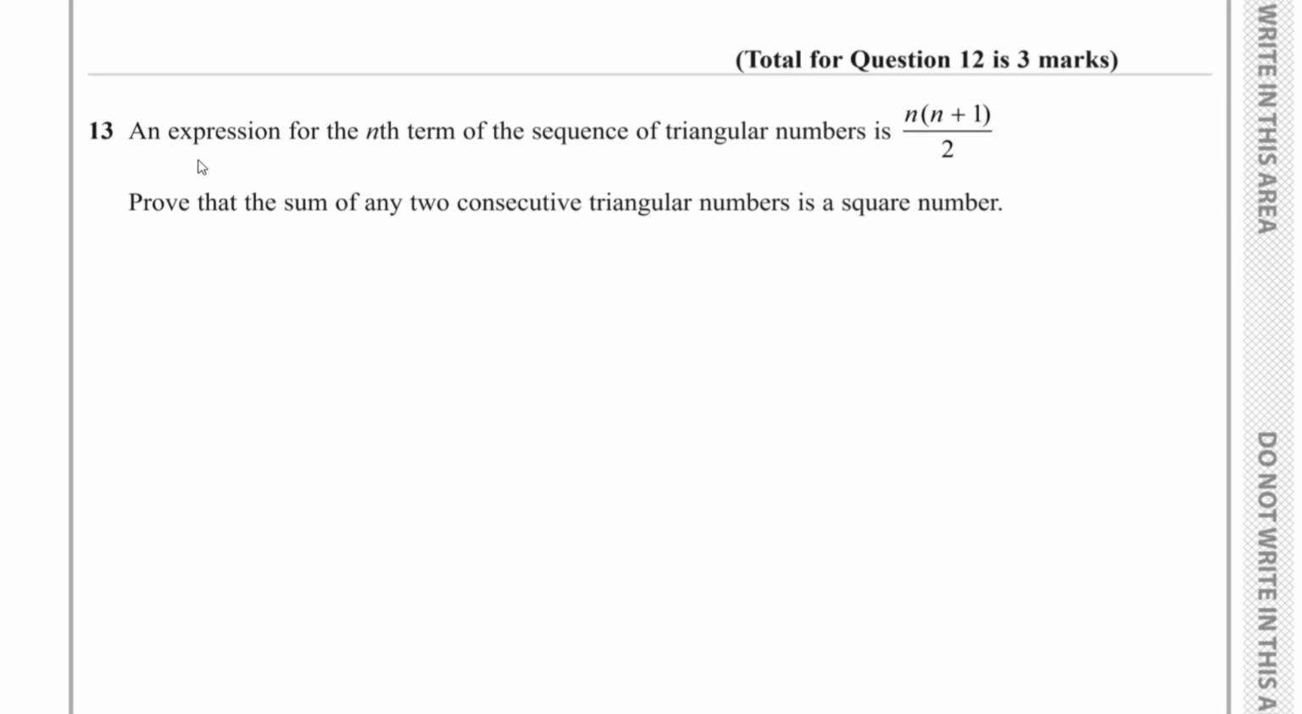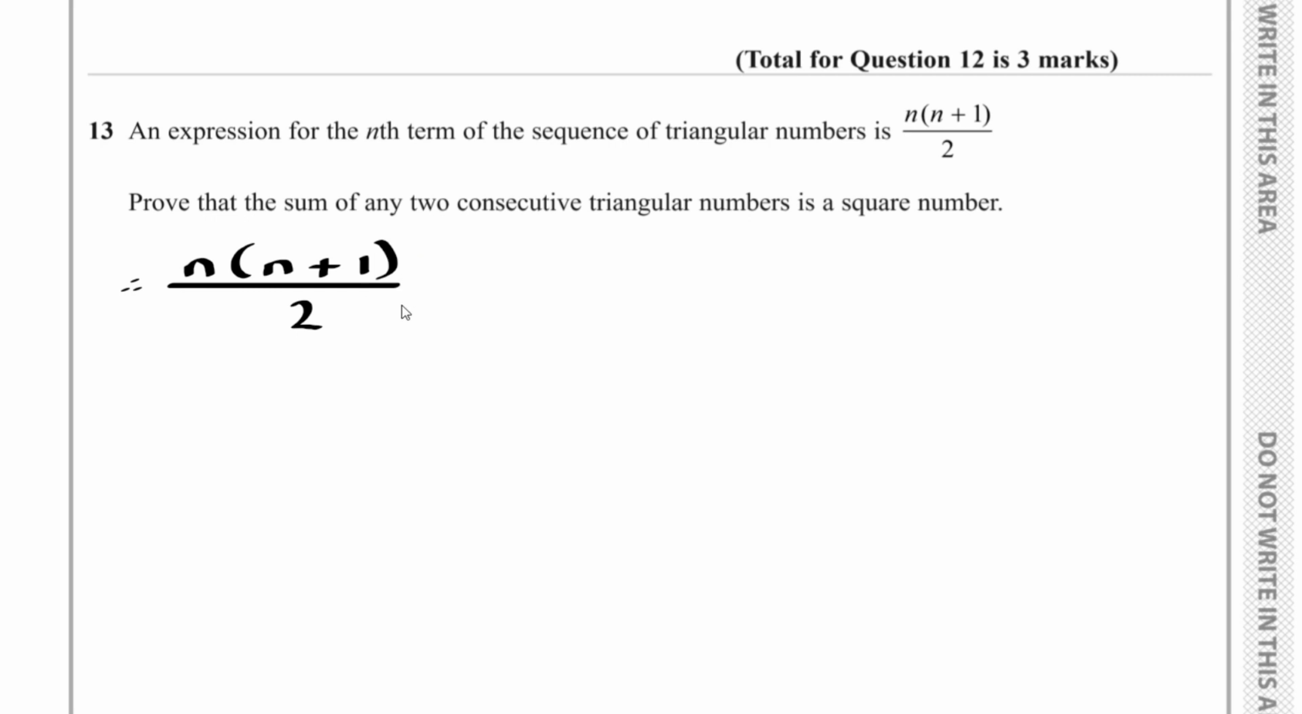Question number 13, an expression for the nth term of the sequence of triangular numbers is n times n plus 1 over 2. You have to prove that the sum of any two consecutive triangular numbers is a square number. So, I need to add two numbers together because I've got the sum. Now, I've got this first number, which is given by n times n plus 1 over 2.